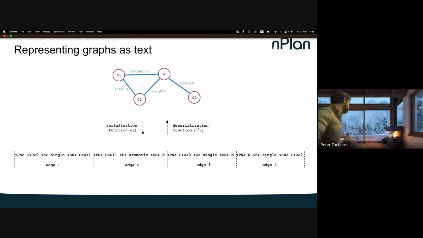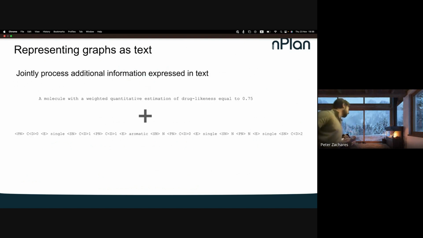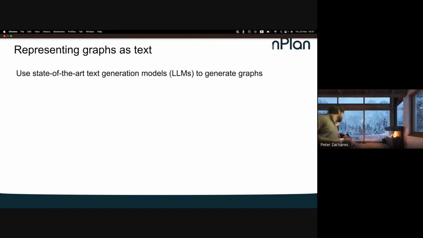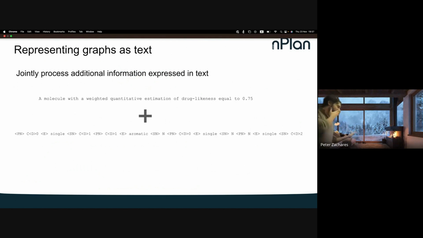So anyway, we decided to represent graphs as text, and we did that for 2 reasons. One, it allowed us to jointly process additional information. So you can have a single model taking into account the request for the molecule that you want, and the molecule that you're trying to generate. The text is describing the molecule in a different way than the graph does, but by representing the graph as text, you're able to take that information into account.